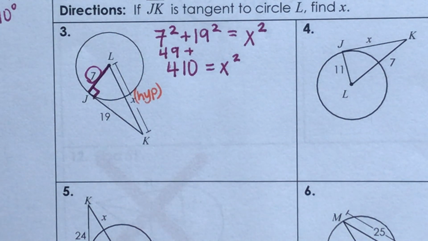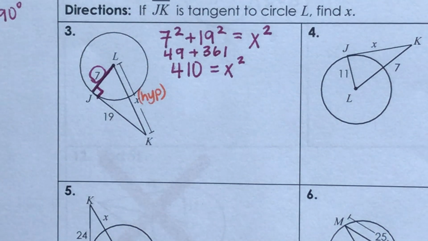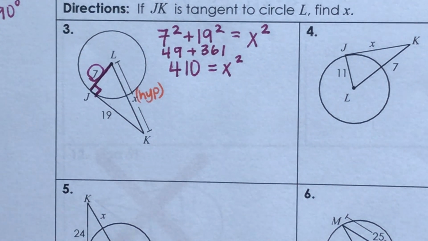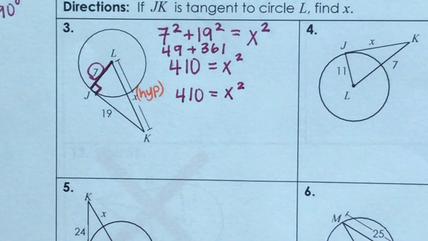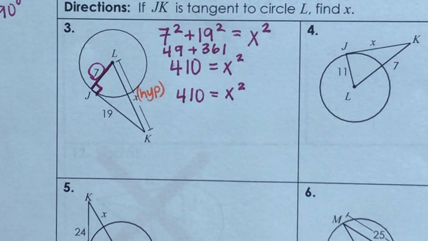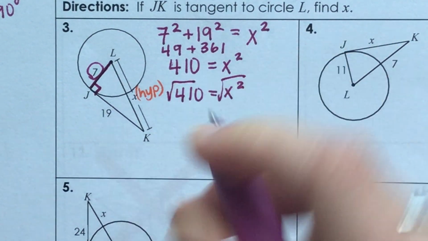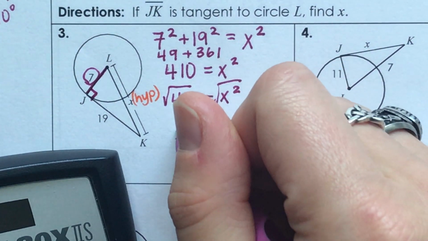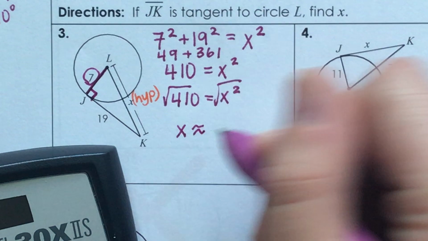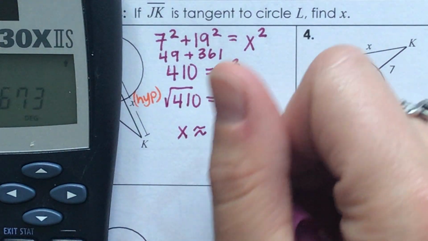Okay, so 7 squared was 49. And then 19 squared is 361. Okay, so that's where I got 410 from. So I've got 410 equals x squared. Now, to get the x by itself, I have to get rid of the squared, so the opposite of squaring something is square rooting it. So I'm going to put the square root of 410 into my calculator, and I get approximately, so make the approximate sign because I'm going to round it, about 20.2.